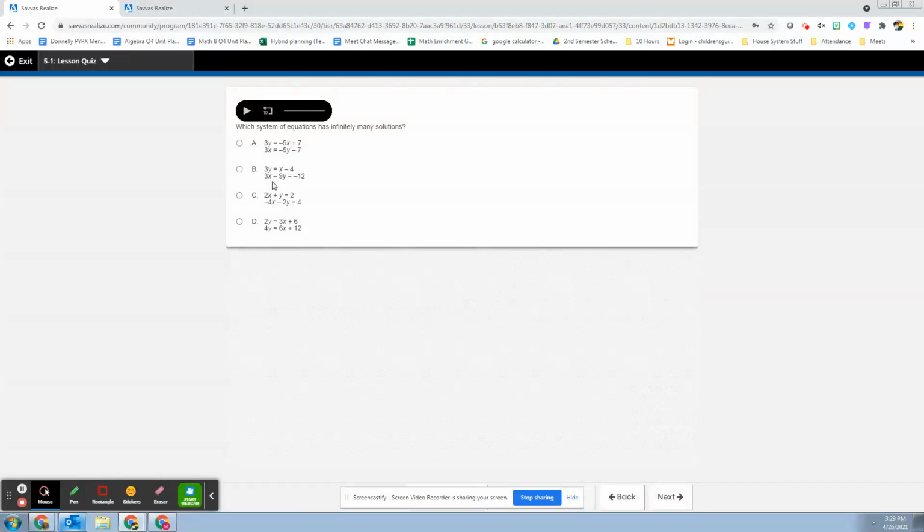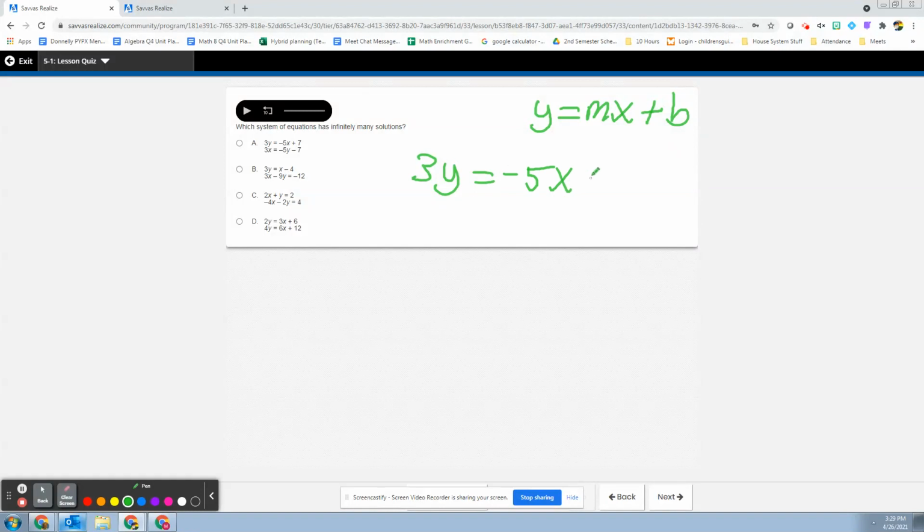All right, so here's another. Which system of equations has infinitely many solutions? So this looks like, okay, this isn't that hard. But if you look at the equations, based on that first example, you have equations here that are not written in slope-intercept form. Slope-intercept form is y equals mx plus b, and you need to take equations not written that way and write them that way. So in A, you have 3y equals negative 5x plus 7.